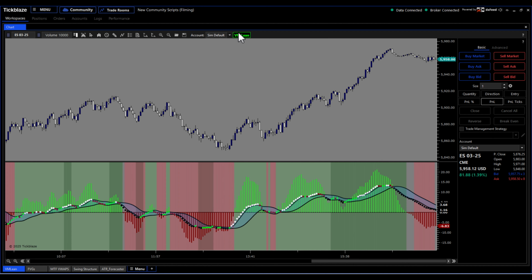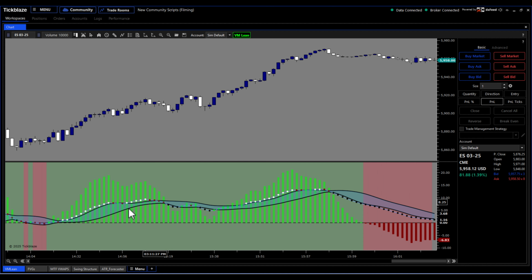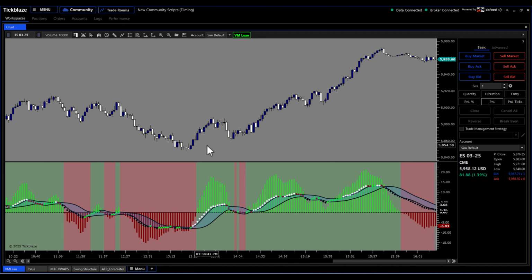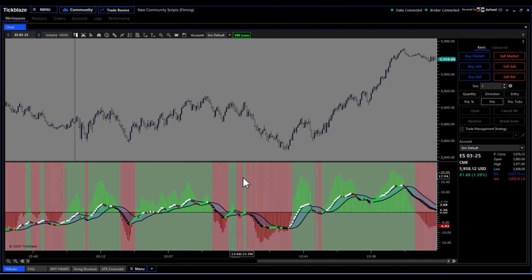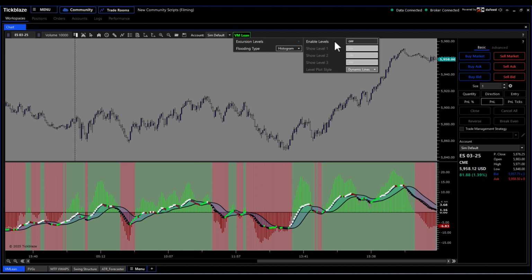Now, most traders use the histogram as the baseline because it's the most responsive. And then they look at the market from a Bollinger Band squeeze perspective, or they look at it from just directional momentum. Now, one thing I want to do here is talk about the excursion levels, okay? The excursion levels are very powerful.